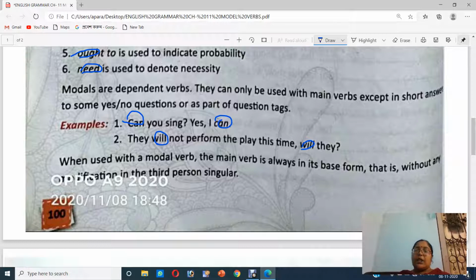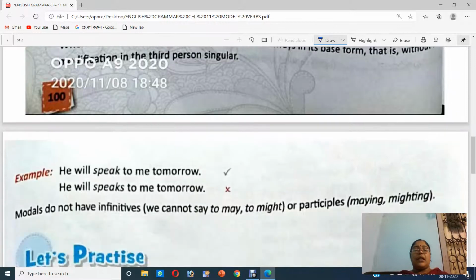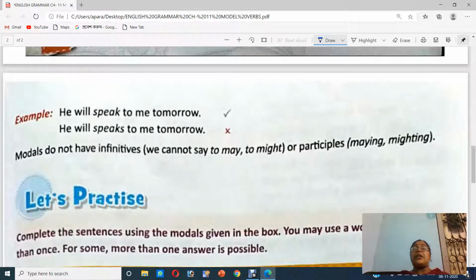Okay. So this much is to be understood about modal verbs. Now, an example is given here, see, where it shows us what is right and what is wrong. You all know this, but still I am telling you. He will speak to me tomorrow. And he will speaks to me tomorrow. Never. Never we say he will speaks to me. He will speak to me tomorrow.